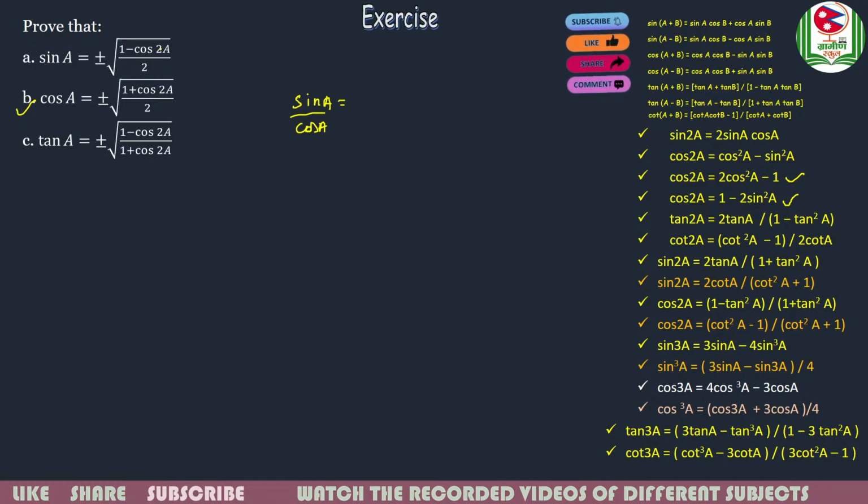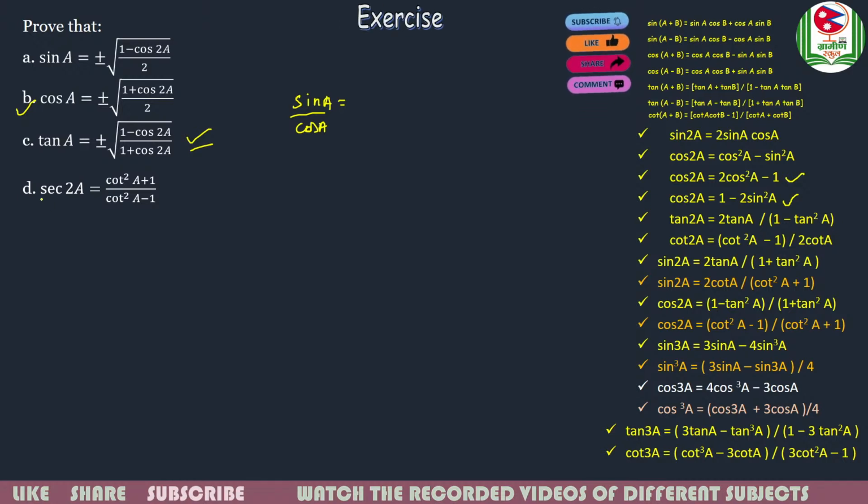So on putting the value of these two, we obtain plus minus root under 1 minus cos 2A by 1 plus cos 2A, where this 2 and 2 is cancelled out. So we can easily prove this: tan A equals plus minus root under 1 minus cos 2A upon 1 plus cos 2A. So let's see another one.